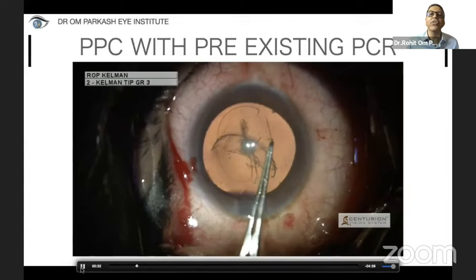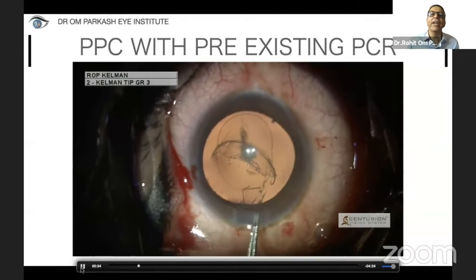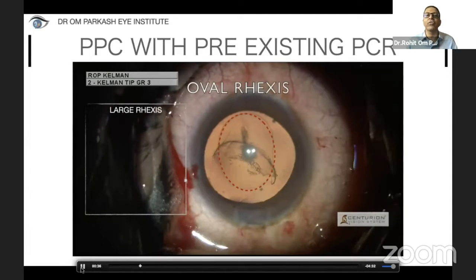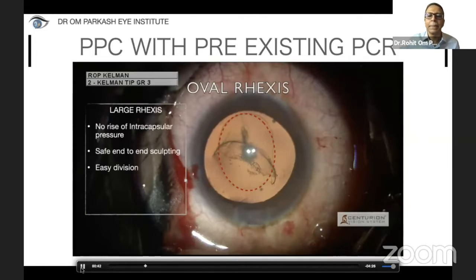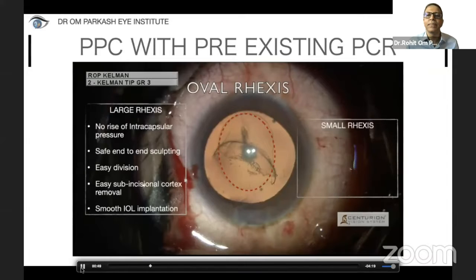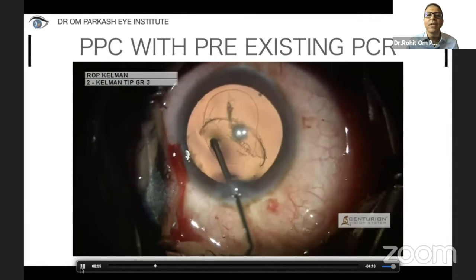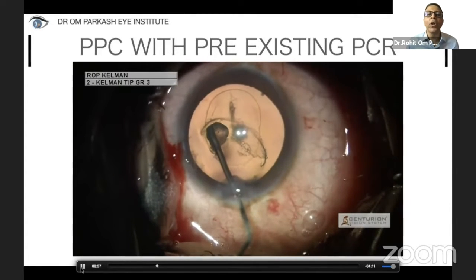It gives the advantage of the large rhexis and it gives the advantage of a small rhexis also. Capsular back turbulence allows easy nuclear sculpting and division and trouble-free subincisional cortex removal. The short rhexis arm helps in keeping nuclear mass intact and helps in IOL capture without a tilt. So now the next step. What is the next step?